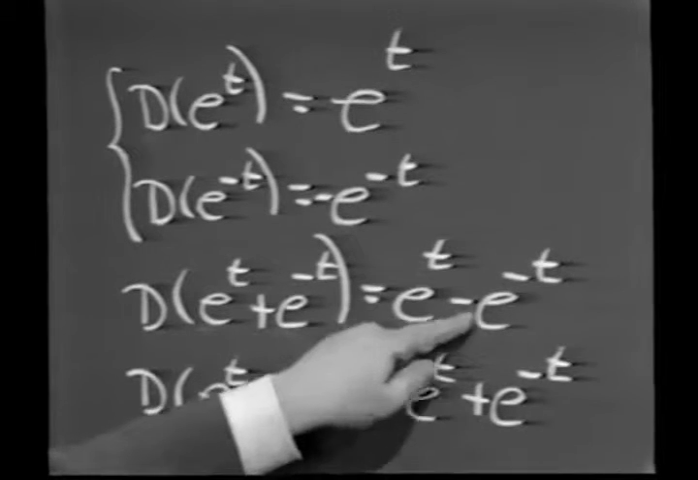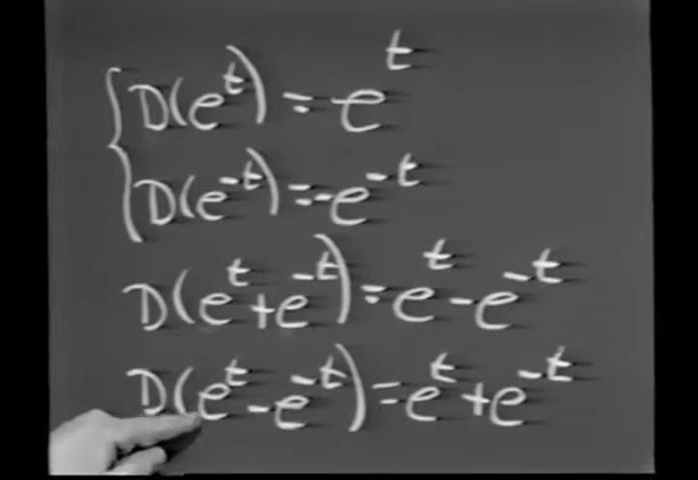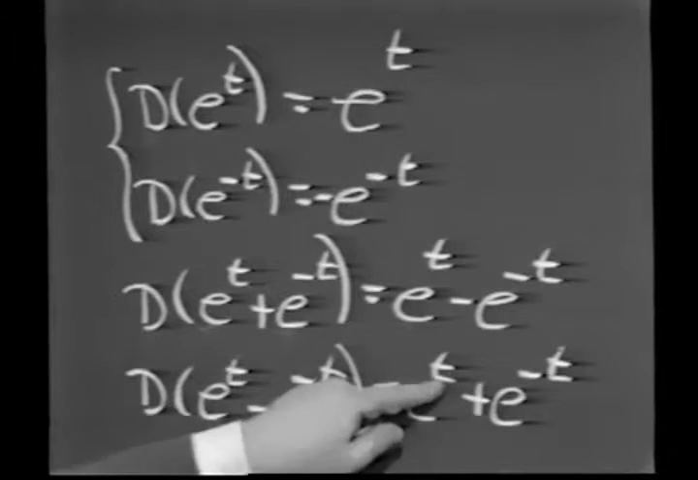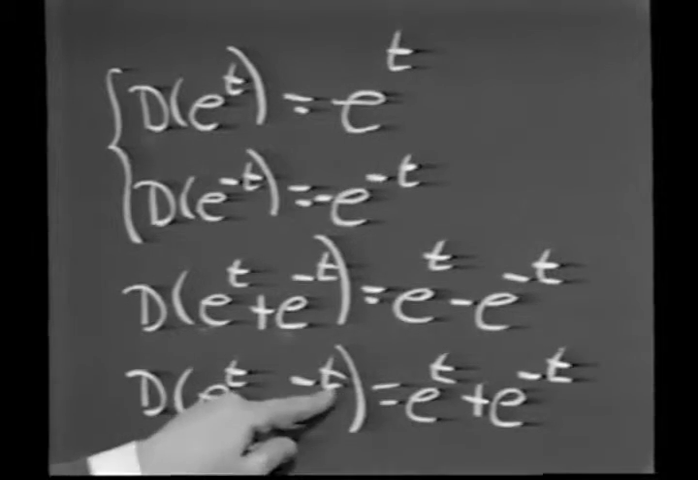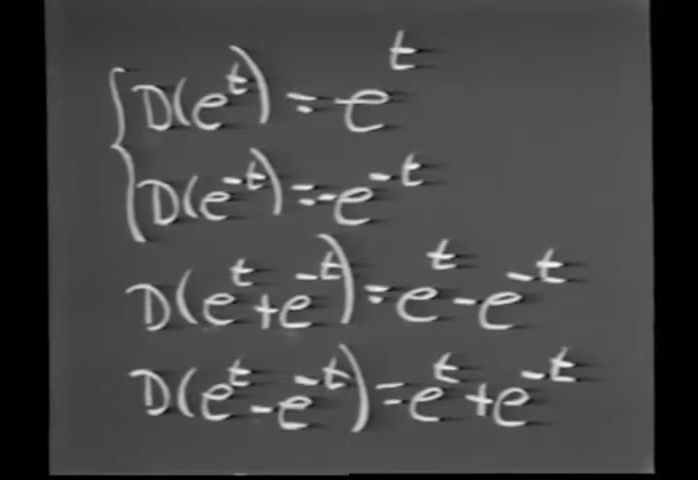Suppose I now take e to the t minus e to the minus t, and I differentiate that with respect to t. Well, the derivative of e to the t gives me e to the t again. The derivative of e to the minus t is minus e to the minus t. Minus times minus is plus. So observe that if I differentiate e to the t minus e to the minus t, I come back to e to the t plus e to the minus t. Notice already how this starts to behave, at least a little bit, like our friends sine and cosine, except again for a little change in sign.